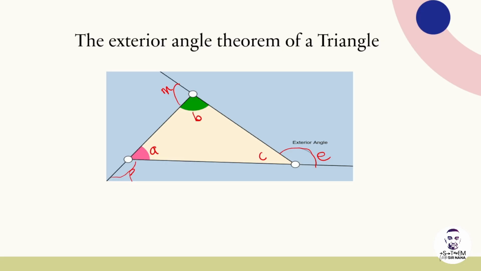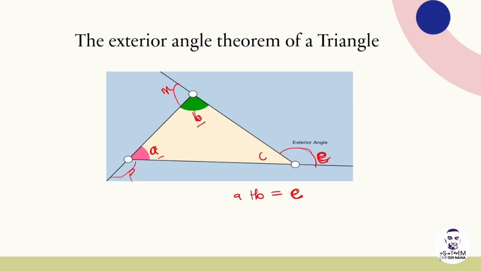So for instance, when we consider E, the theorem says that the direct opposite interior angles, which are A plus B, should be equal to E, which is the exterior angle. So the angles on the opposite, A and B, should be equal to the exterior angle E here, right? So you ask yourself, why are they saying this? Why is it that when we sum the opposite interior angles, A and B, we should get the exterior angle, E?